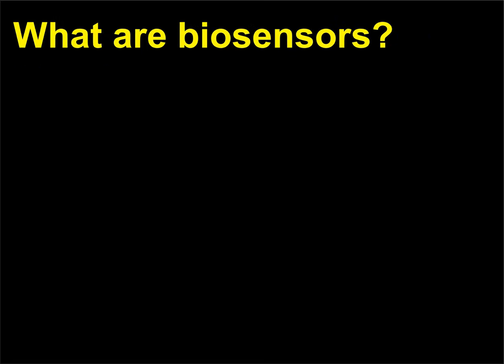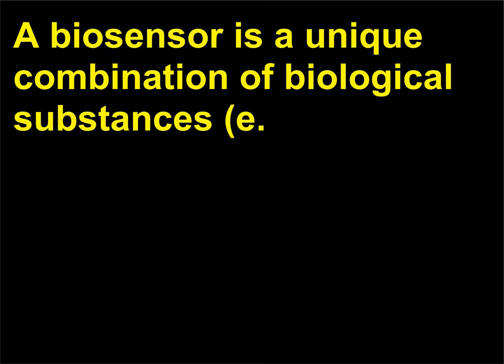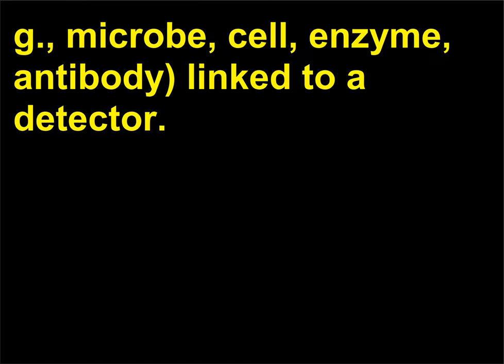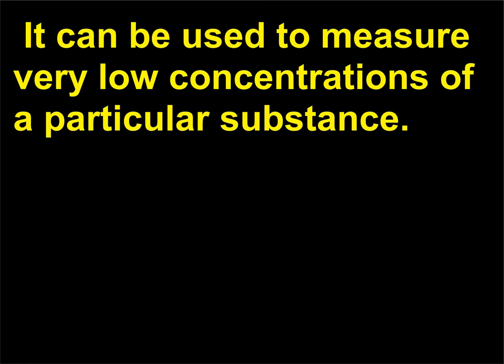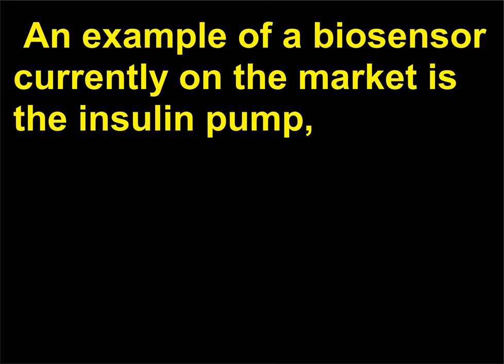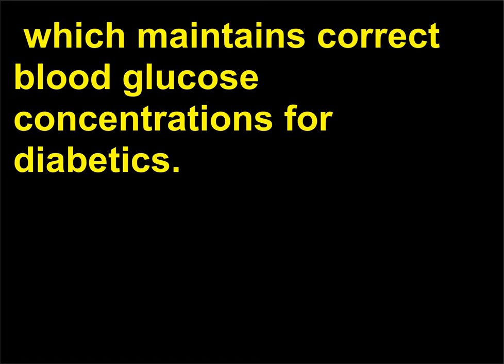What are biosensors? A biosensor is a unique combination of biological substances, e.g., microbe, cell, enzyme, antibody, linked to a detector. It can be used to measure very low concentrations of a particular substance. An example of a biosensor currently on the market is the insulin pump, which maintains correct blood glucose concentrations for diabetics.